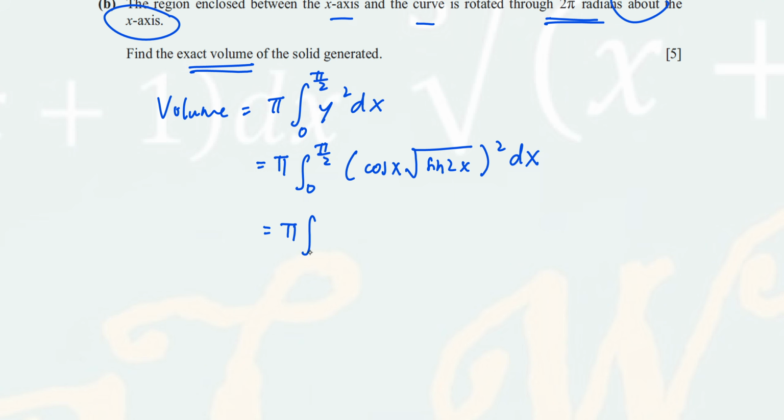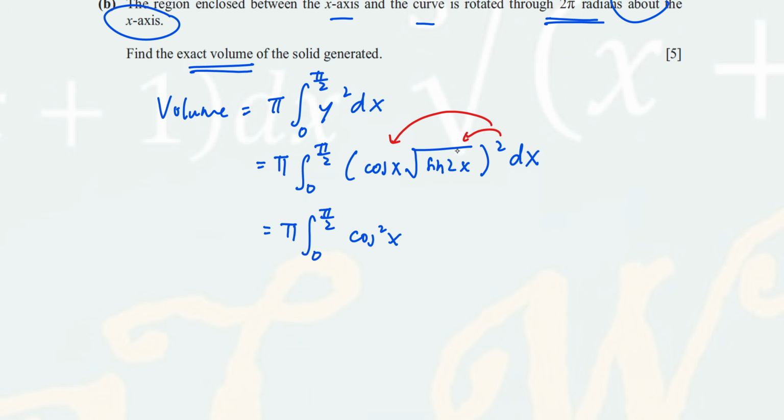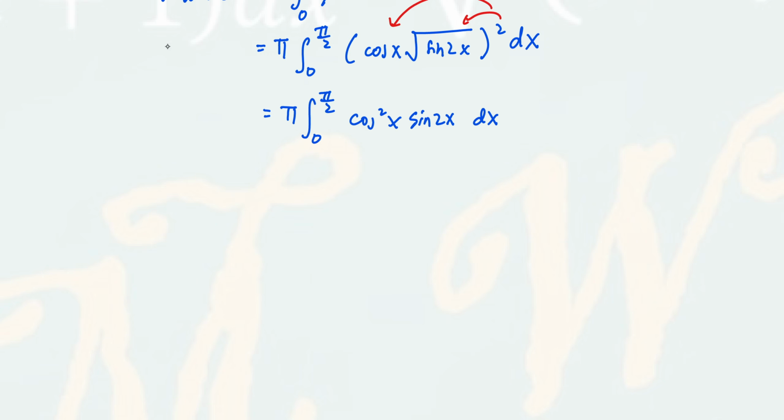So here it is going to be pi, integrate 0 to half pi. Bring in the square. It will be cos square x. Then the square and square root will be cancelled off. You get sine 2x. Now we are integrating this multiplication. Since you have cos square x and sine 2x, it's a different multiple of x. Therefore, we need to change them into the same multiple of x by using the sine 2a formula or double angle formula.